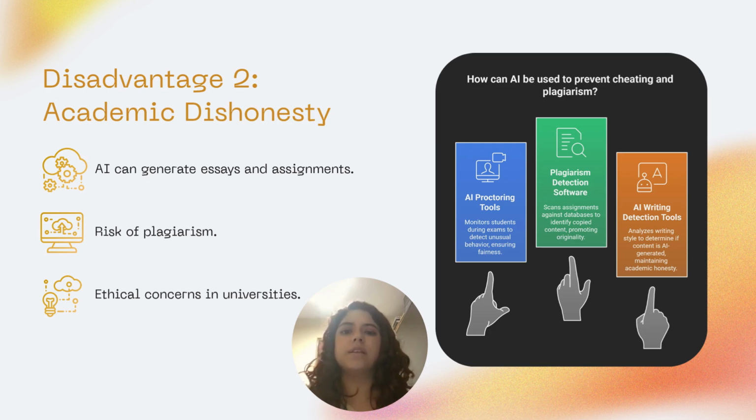The second disadvantage is academic dishonesty. AI tools can produce essays and summaries very quickly. As a result, some students may submit AI-generated work without fully understanding the content. According to the article, this creates concerns about academic integrity and fairness in universities. In addition, some AI systems may provide incorrect information, so students can learn incorrect concepts if they do not verify the sources carefully.